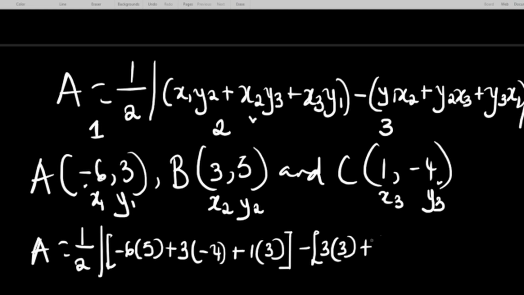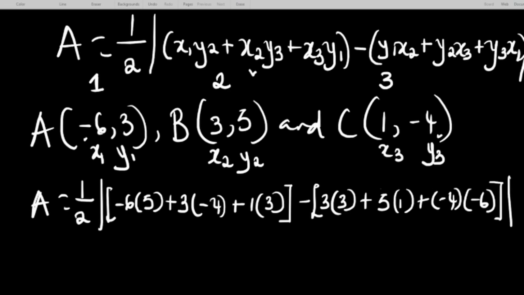Then plus, the next one is y sub 2, which is a 5. Then 5 multiplied by x sub 3, which is a 1. And then finally, we have plus y sub 3 is negative 4. So negative 4 multiplied by x sub 1, and x sub 1 is negative 6. Okay, so we can close our bracket and also put our absolute value sign.